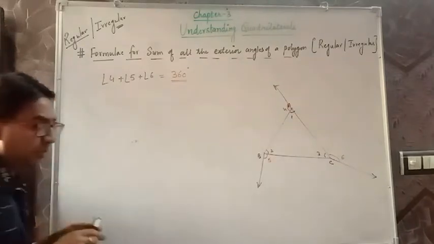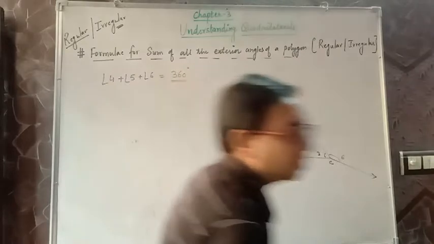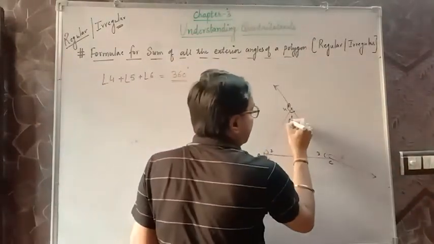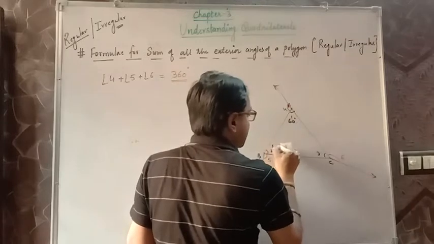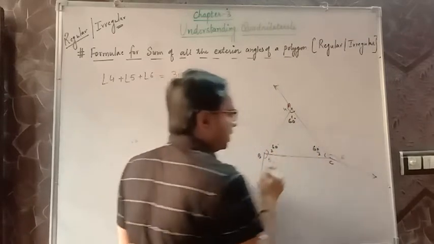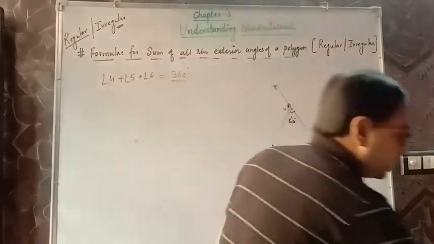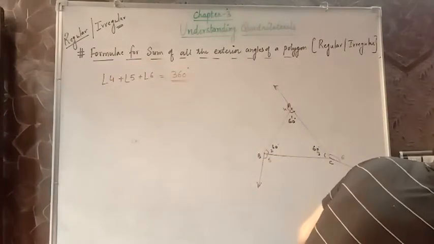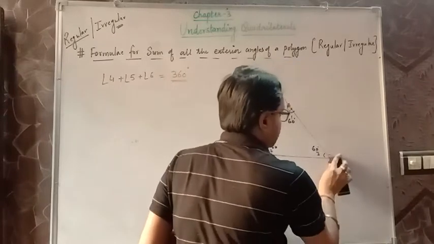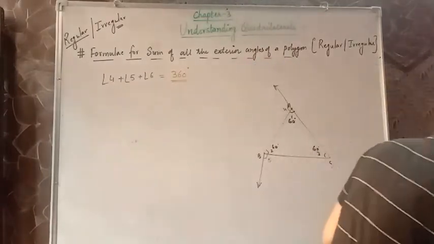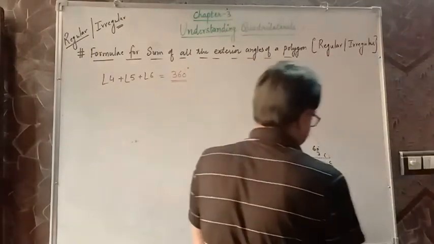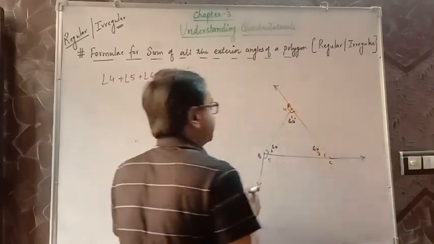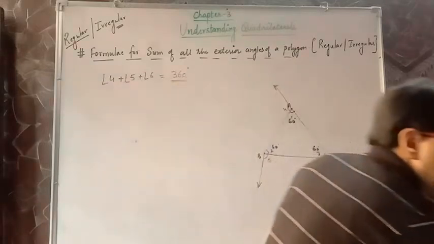Let me prove. For example, let me assume that this is an equilateral triangle. Definitely, each interior angle would be 60 degrees. Now let me make this a straight line so that I can get a proper answer. Clear?